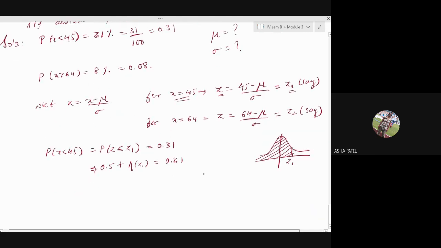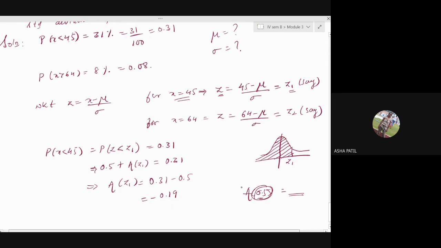Now, what is A of Z1 from this equation? A of Z1 is 0.31 minus 0.5, which is minus 0.19. So, A of Z1, when you go to the table, for the value you will look and get some answer. We don't know what this value is, but the answer is 0.19. So, look in your table where you have 0.19. Are you getting what I am telling?